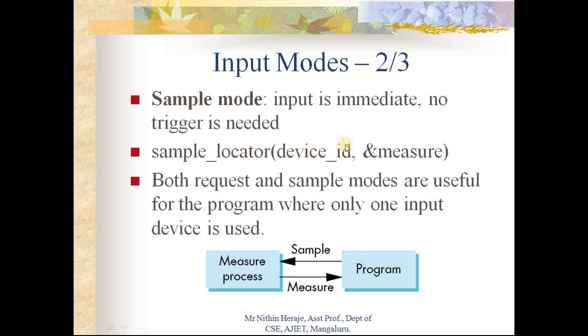Sample locator, again, this will get the device ID and the measure. Since it is having the same input device, this would be the same. Both request and sample modes are useful for programs where only one input device is used. So that's one of the main things.